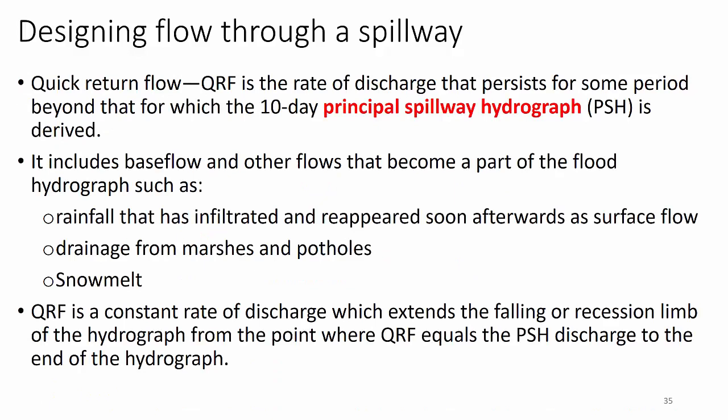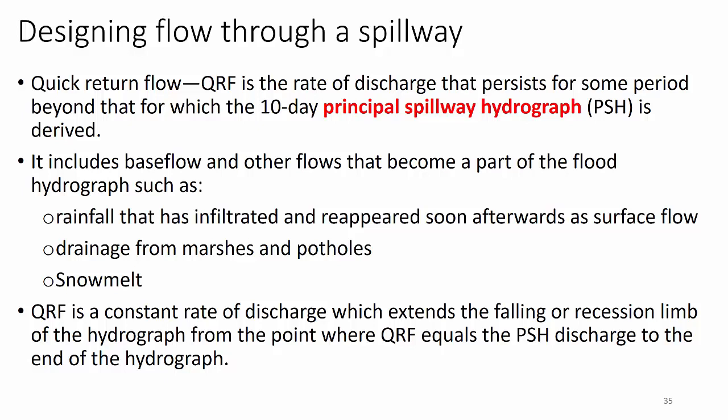Quick return flow is the rate of discharge that persists for some period beyond that for which the 10-day principal spillway hydrograph is derived. So if we're designing a flow through a spillway, we have to think about this QRF, quick return flow. The principal spillway hydrograph is what you're trying to build. It includes base flow and other flows that become part of the flood hydrograph, such as rainfall that is infiltrated and appears soon after as subflow, drainage from marshes and potholes, and snow melt.